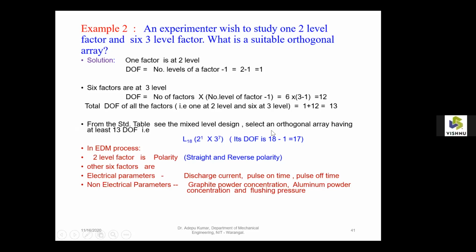Here, in some situations only two levels are available. For example, I am considering polarity as one of the factors during the EDM process: positive and negative polarity, only two levels, not more than two. But some other factors have more than two levels. So this type of layout can be used in some cases.